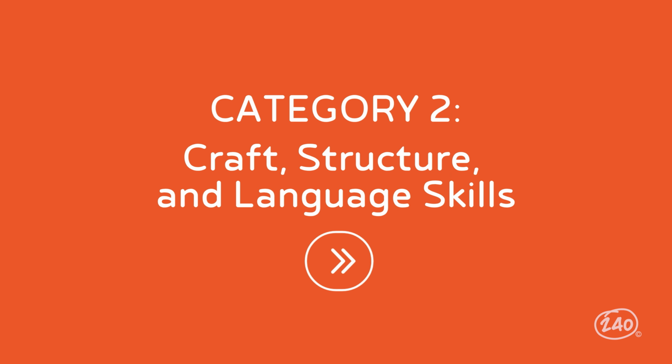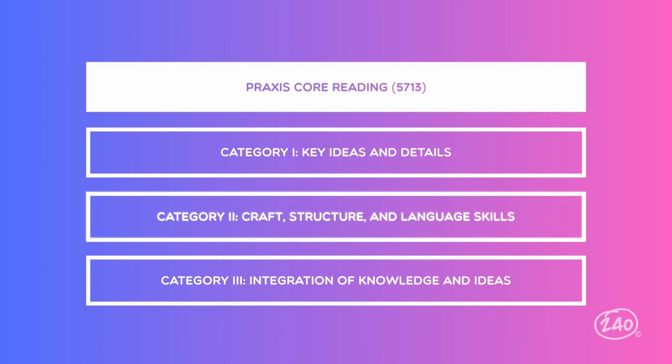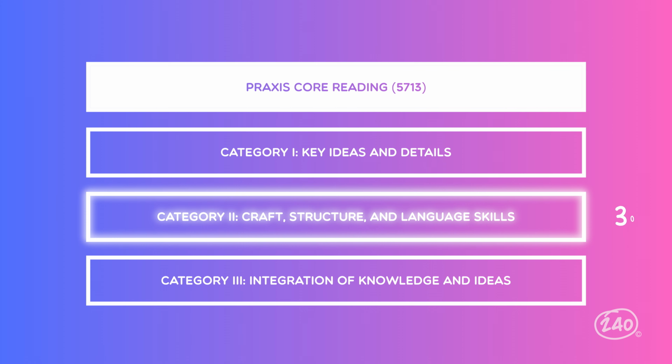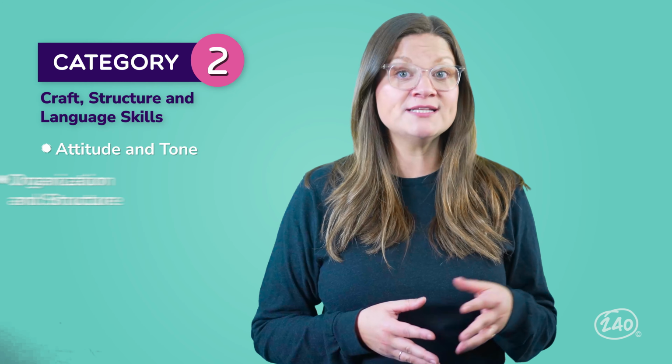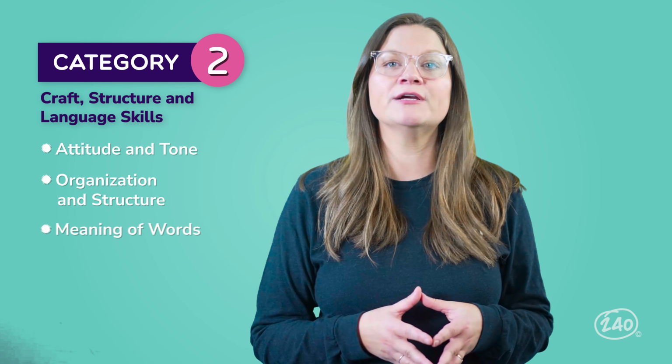All right, those are the key ideas and important details about the key ideas and details objective. Now let's head over to Category 2. The craft, structure, and language skills category makes up about 30% of your exam, or between 14 and 19 questions total. In this category, you're going to work with attitude and tone, organization and structure, meaning of words, and fact and opinion.